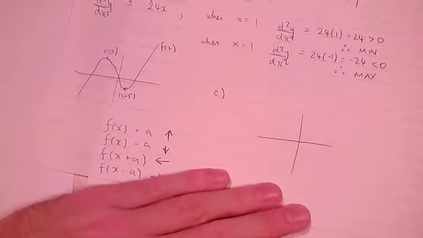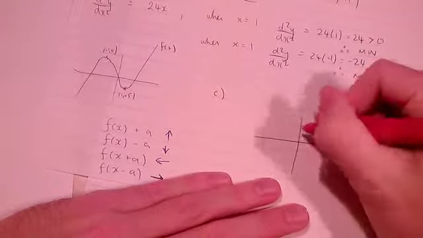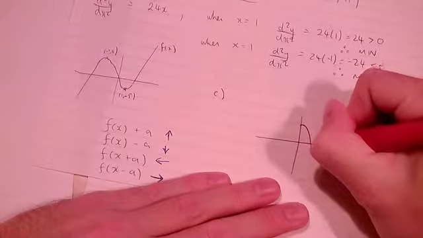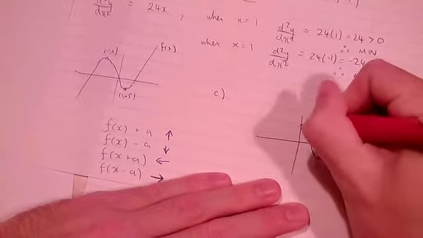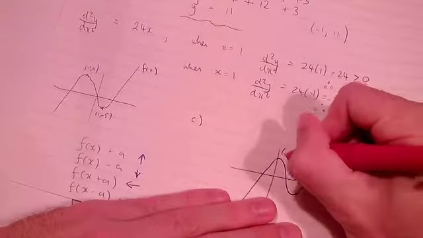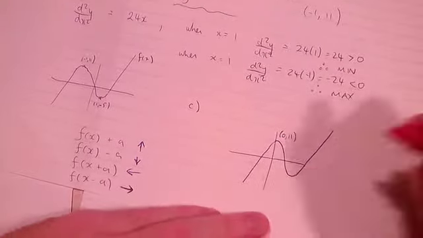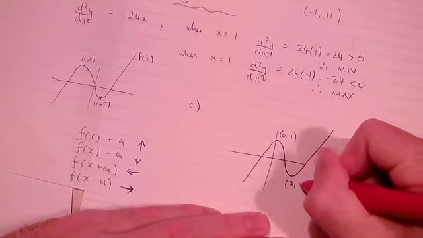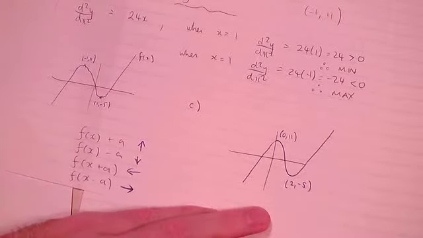Okay, so basically, my graph will look like it did before, but just moved over to the right. So now, this point would be 0, 11, and this point here would be 2, minus 5.